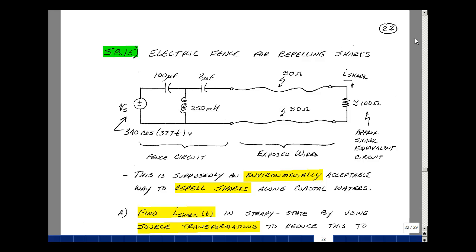This lesson deals with supplemental problem 8.15. You can find this problem in the ECE202 ebook in the Chapter 8 Supplemental Problem starting on page 22. Consider this equivalent circuit for an electric fence for repelling sharks.